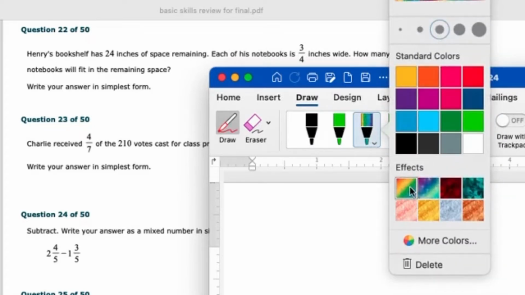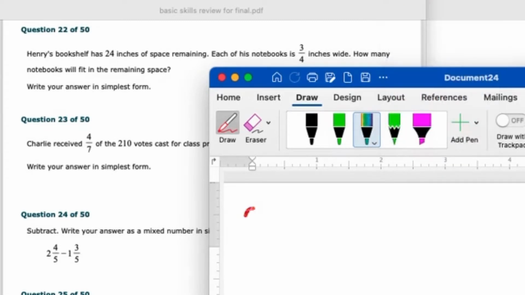Okay, all right. Henry's bookshelf has 24 inches of space remaining. Each of his notebooks is 3/4 inches wide. Everything's in inches, that's important. How many notebooks will fit in the remaining space? Write your answer in simplest form. So what are we going to do with this one? What will be our process?